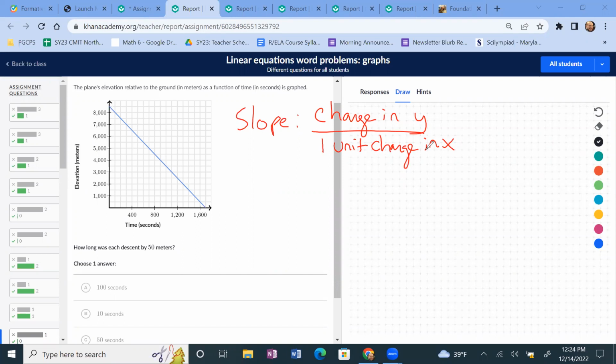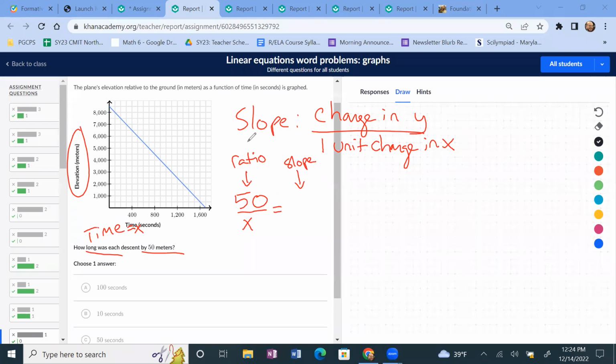So that 8, in the last problem, was 8 degrees for every 1 second or whatever it was. I don't remember. Now this one says, how long was each descent by 50 meters? So we see elevation is 50 meters. We want to know how long. That's the time. So time is x, and it is our variable x. We want to know how long was the descent by every 50 meters, right? We don't know. But what we can do is set it equal. This is the ratio we want. And the ratio we can figure out is the slope. The slope is a ratio. Let's write that down, a ratio.